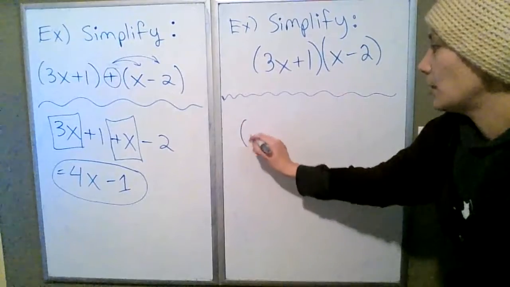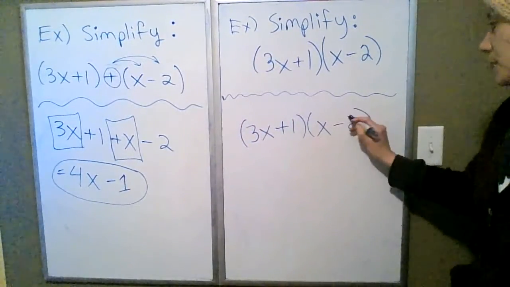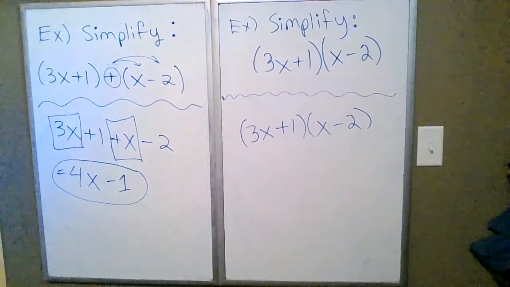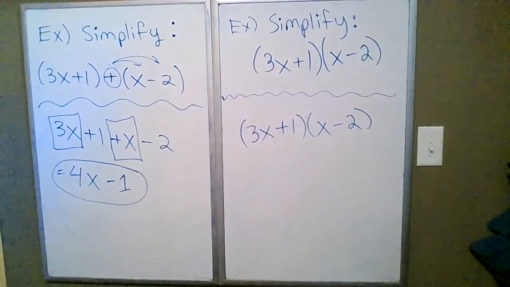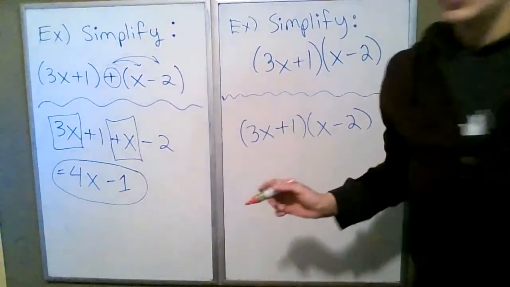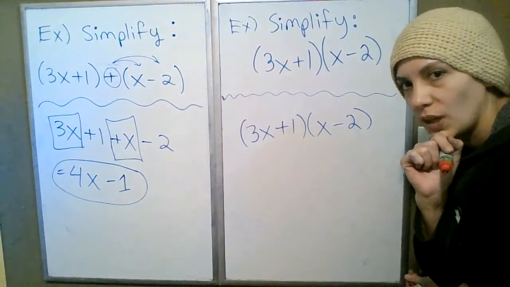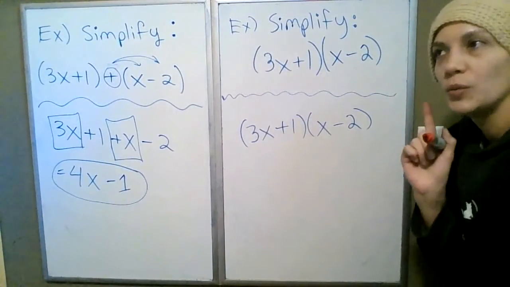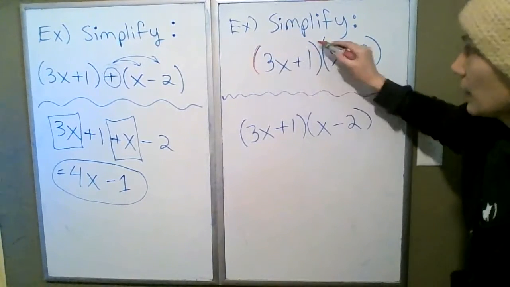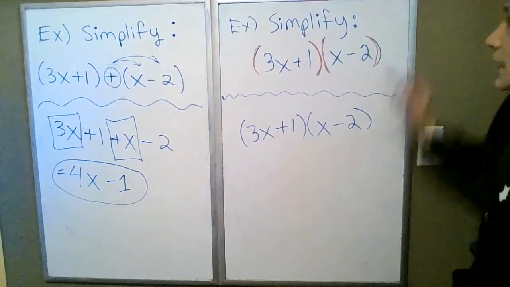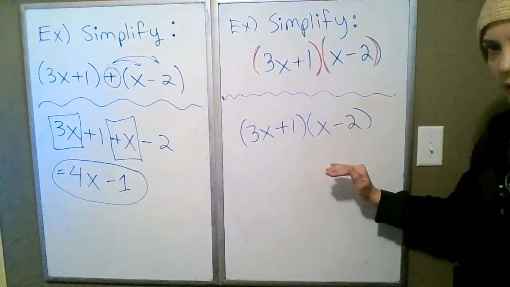Okay, let's just FOIL. 3x plus 1 and x minus 2. And when do you FOIL? When you multiply two polynomials together. So it's this multiplication part. That's especially when it's 2 terms times 2 terms. That's specifically for FOILing.